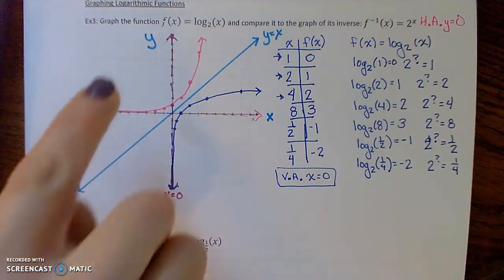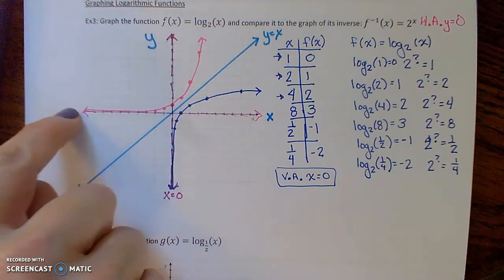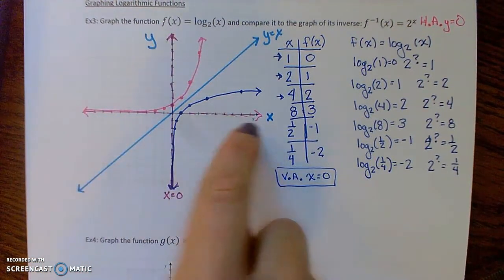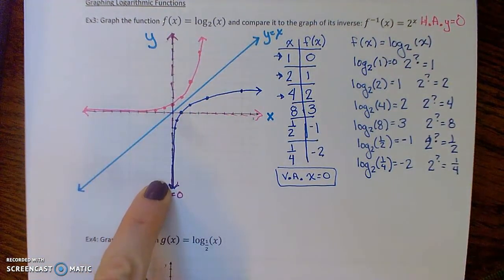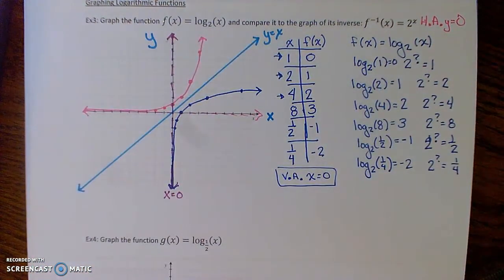Also to notice, exponential graphs have horizontal asymptotes. Logarithm graphs have vertical asymptotes. So they're very related to each other. All right, let's do another.